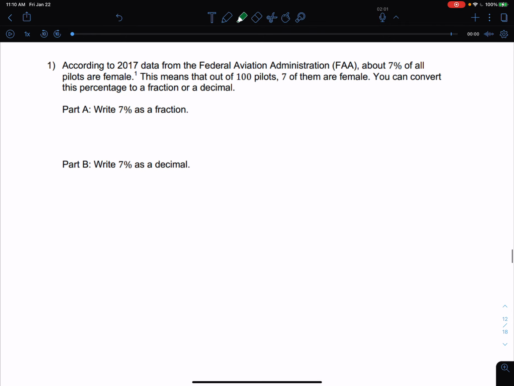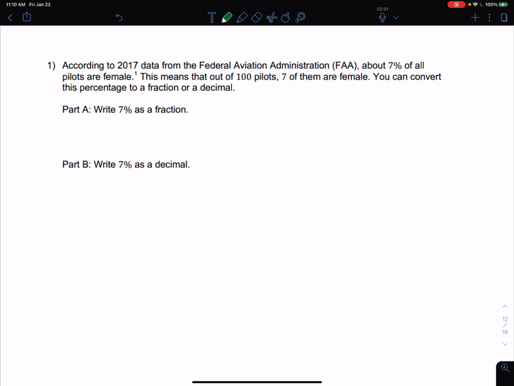Let's look at an example. According to 2017 data from the Federal Aviation Administration, the FAA, about 7% of all pilots are female. This means that out of 100 pilots, 7 of them are female. You can convert this percentage to a fraction or a decimal.